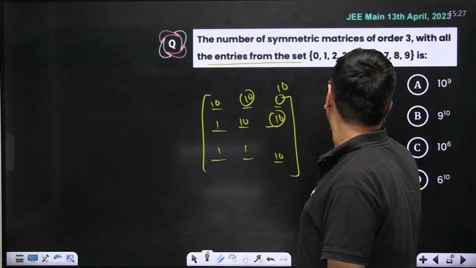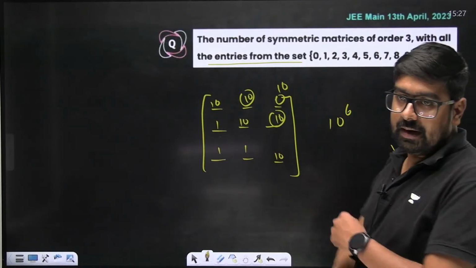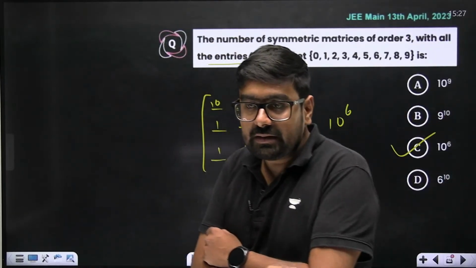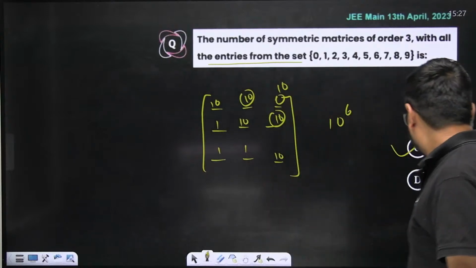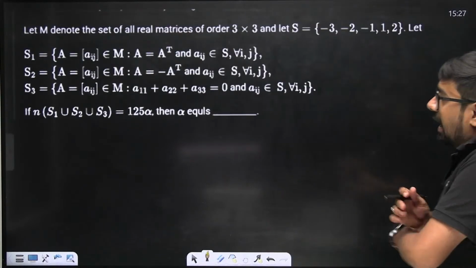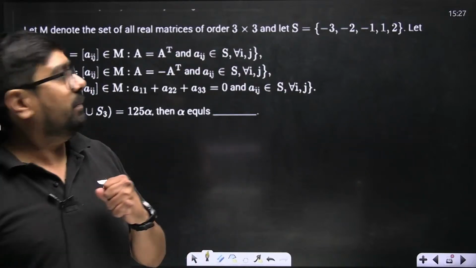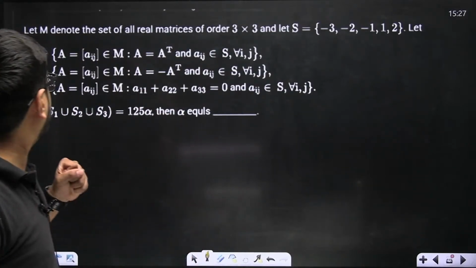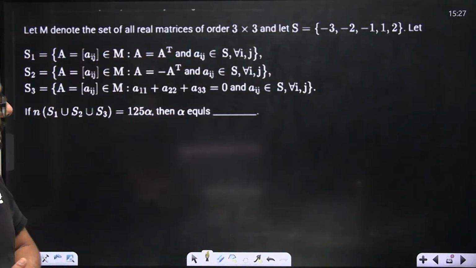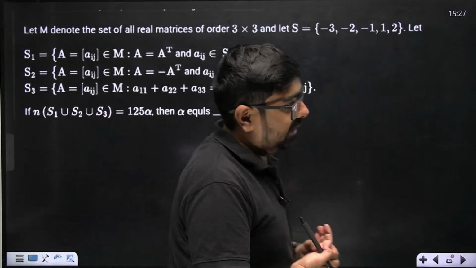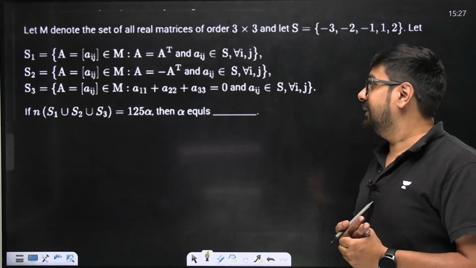10 to the power 6 will be a correct answer. Very good, Ravin. A trickier version of this type of matrix question came this year, in 2025.